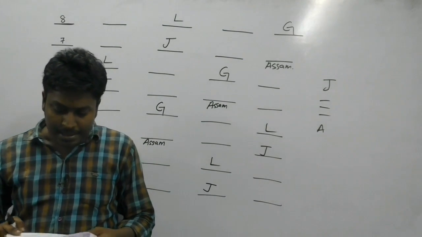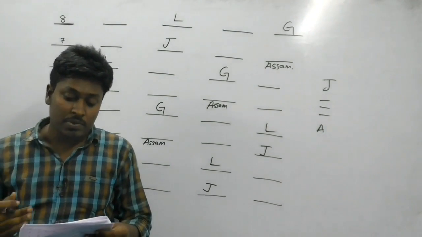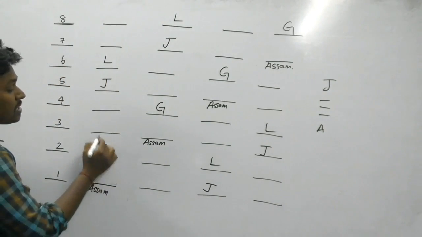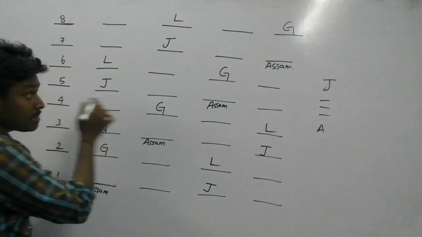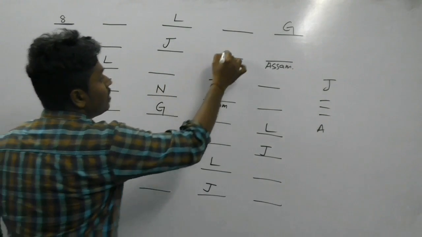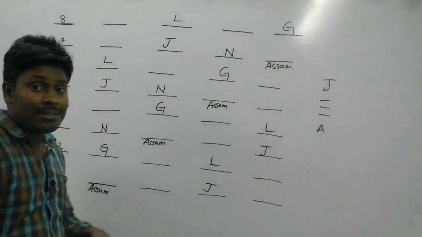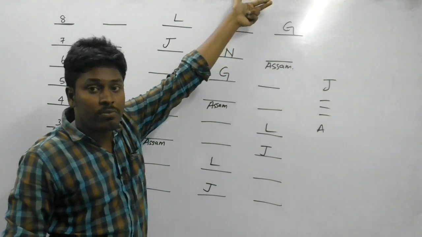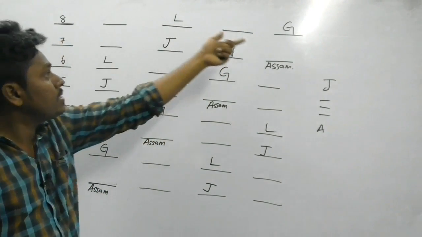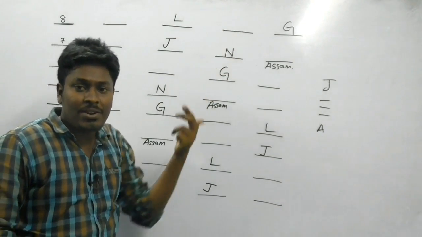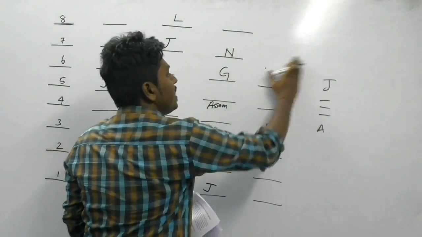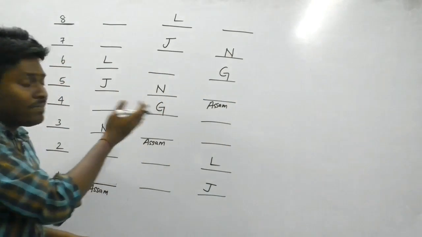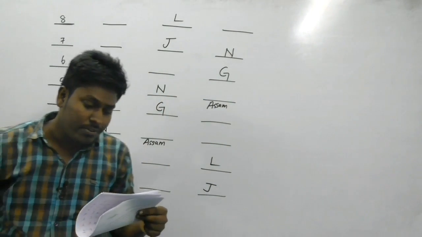N lives immediately above G's floor. So above G's floor N is living. Friends, see here in this last condition, above G's floor N is living, but there is no floor above G. The topmost floor is 8, and G is there. So how can we draw N here? This condition is entirely wrong, so we can drop this. Now we have only 3 conditions. Okay, we can go for the next line.